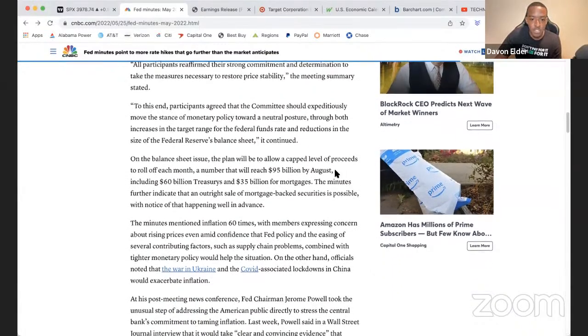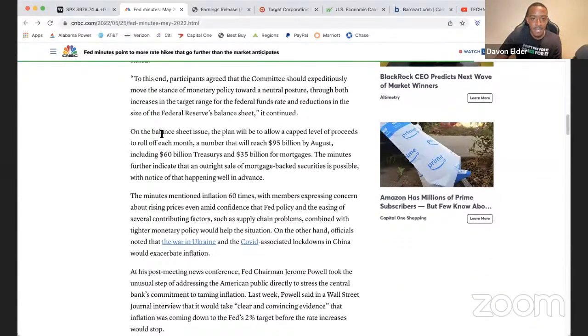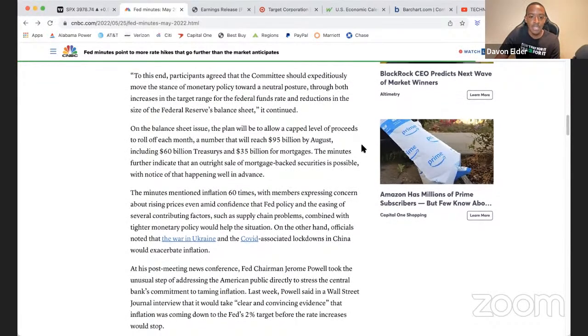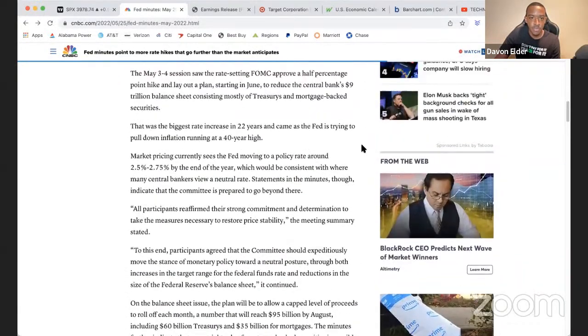So one last thing I want us to go over real quickly is the balance sheet. Let's start right here. On the balance sheet issue, the plan will be to allow a capped level of proceeds to roll off each month, a number that will reach 95 billion by August, including 60 billion in treasuries and 35 billion for mortgages. The minutes further indicate that an outright sale of mortgage-backed securities is possible, with notice of that happening well in advance. So what does that mean?